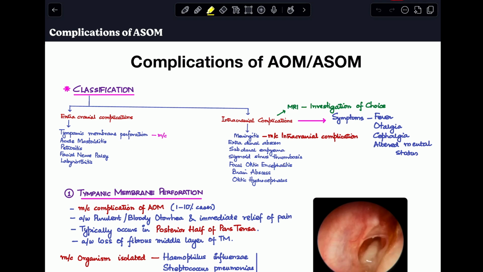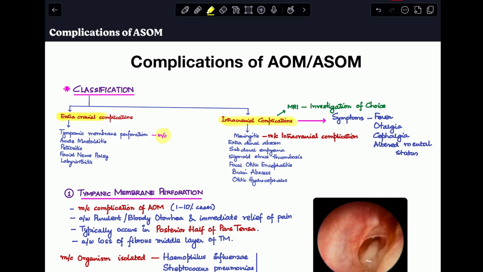So let's get started. First of all, let's classify the complications that we see in a case of acute otitis media. These complications can be classified into extracranial complications and intracranial complications. Amongst extracranial complications, the most common extracranial complication seen in AOM, and even the most common complication overall seen in AOM, is tympanic membrane perforation. Others include acute mastoiditis, petrositis, facial nerve palsy, and labyrinthitis.